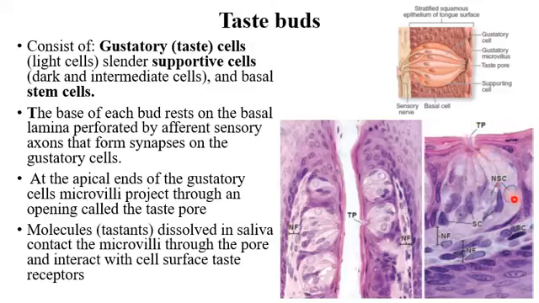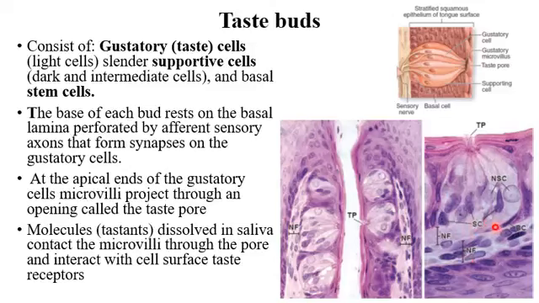3 types of cells can be recognized in the taste buds. The gustatory or neuroepithelial sensory cells project their microvilli into the taste pore. Their bases synapse with sensory nerve axons, which perforate the basal lamina of the taste buds.